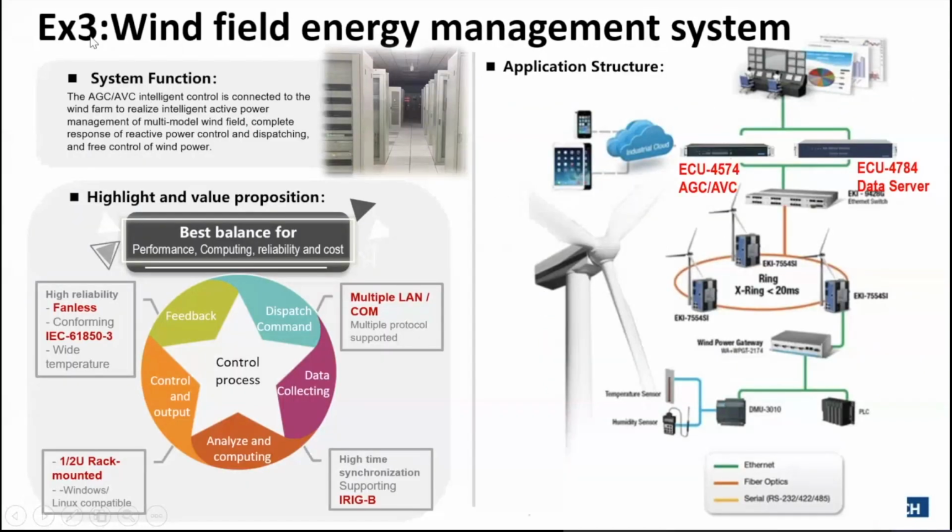The third example is a wind field energy management system. For this, we are deploying the ECU 4574 as a gateway to send out the AGC or AVC information through the cloud. And we are using the ECU 4784 as a data server for this wind field energy management system.